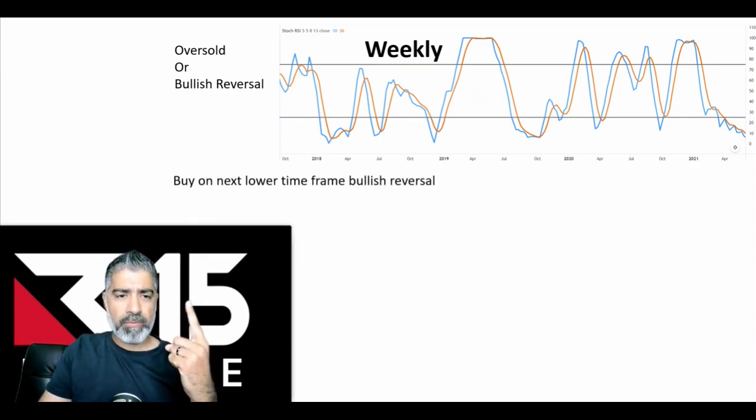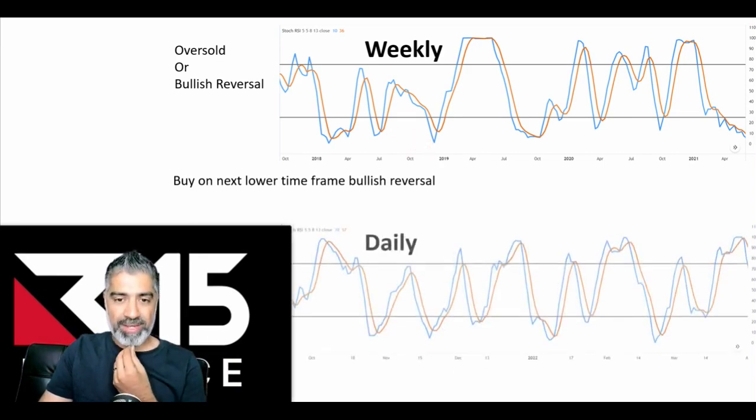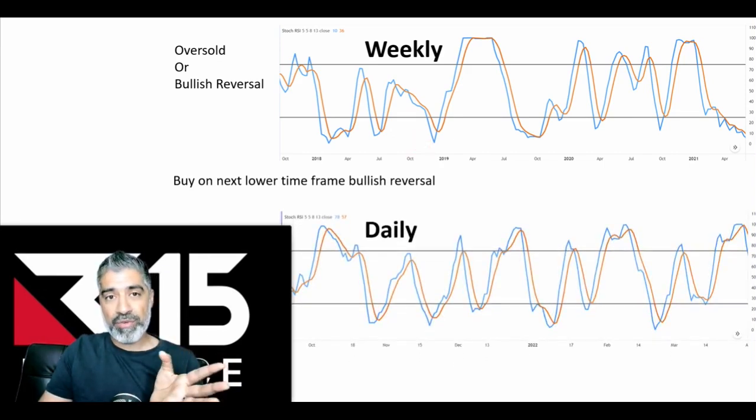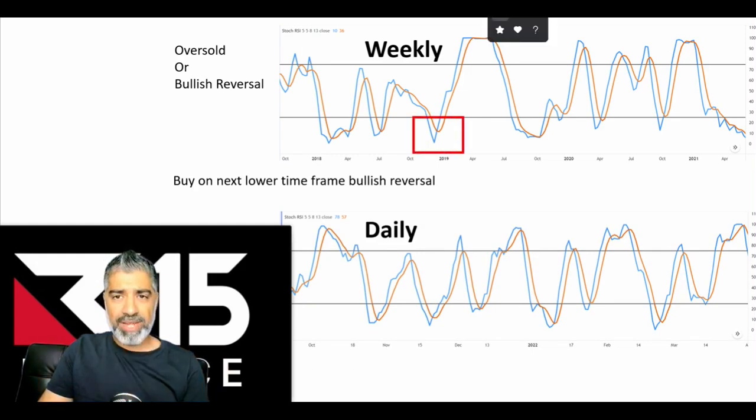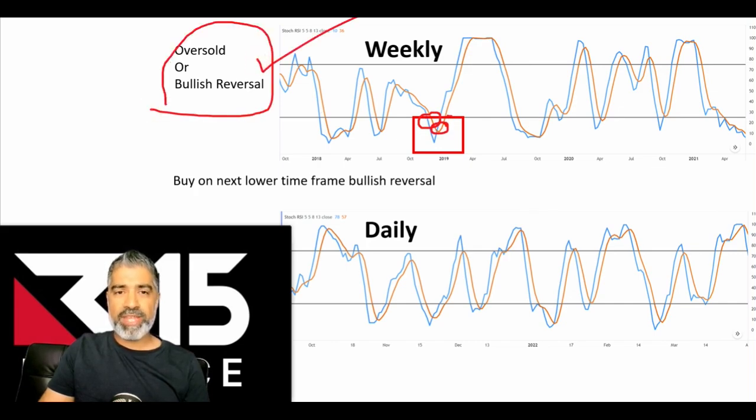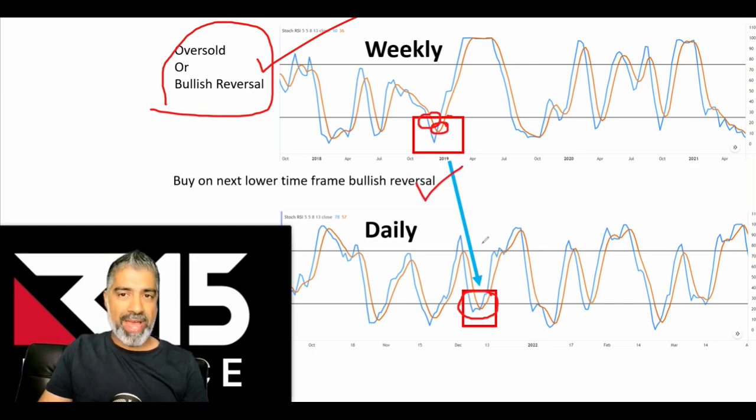And then what we want is to look for a buying opportunity on the next lower time frame bullish reversal. What does that mean? So this time we're looking specifically for a bullish reversal. As an example, over here is oversold, and over here is a bullish reversal. That's this criteria satisfied. We go tick, and then we go okay. Then over here, after that, on the lower degree time frame, this is the next bullish reversal. Our conditions have been met. Now we can look for the buying opportunity.